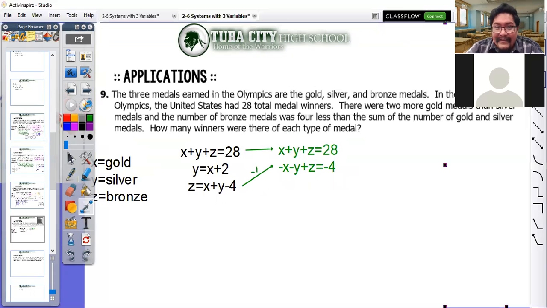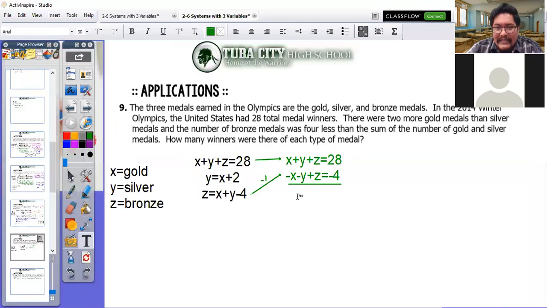Again, this one is a tricky one, and there's just not really a way around it. I've tried 2 ways to do this, and neither of them were easy to explain or easy to follow. So I'm trying another way. 28 minus 4 would be 24. So add the 2 z's together. So 2z equals 24. So this means the z number of metals, that is bronze, is 12. At least we got 1.